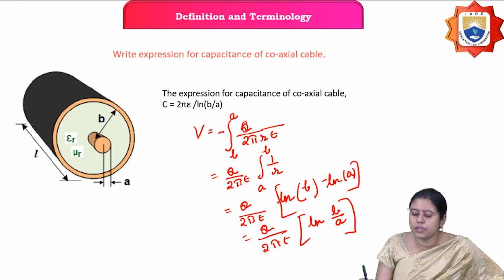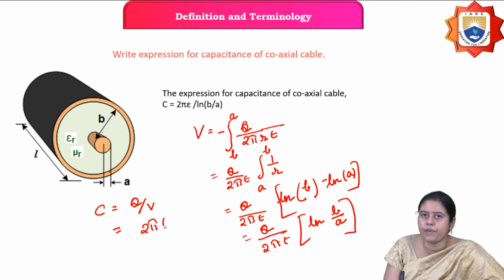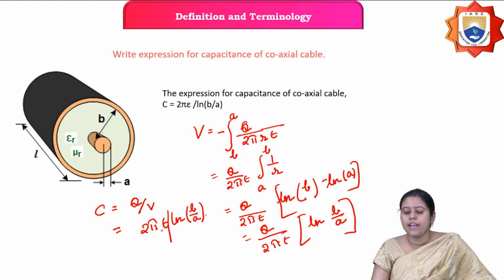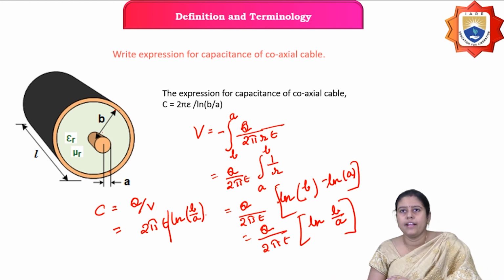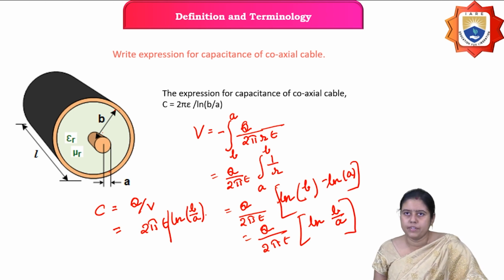Now, if we know V, what is the capacitance? Capacitance is equal to Q by V. So if we write the value of V, we will get 2 pi epsilon divided by ln B by A. So this is the value of the capacitance.